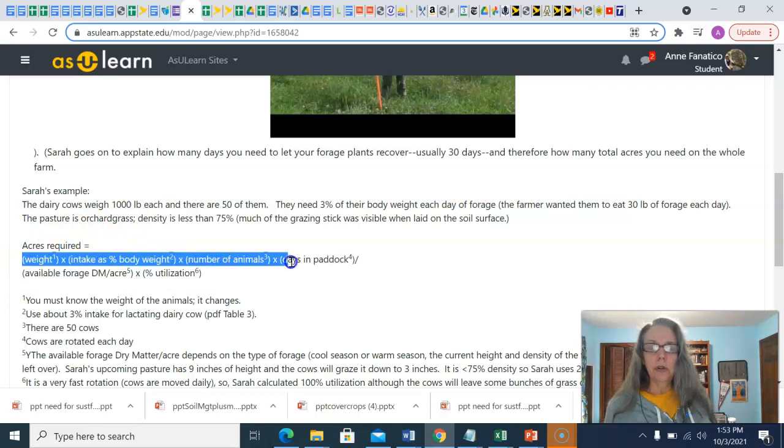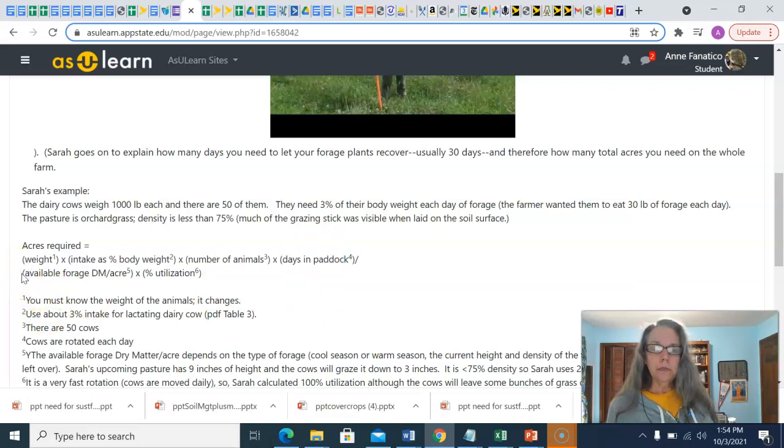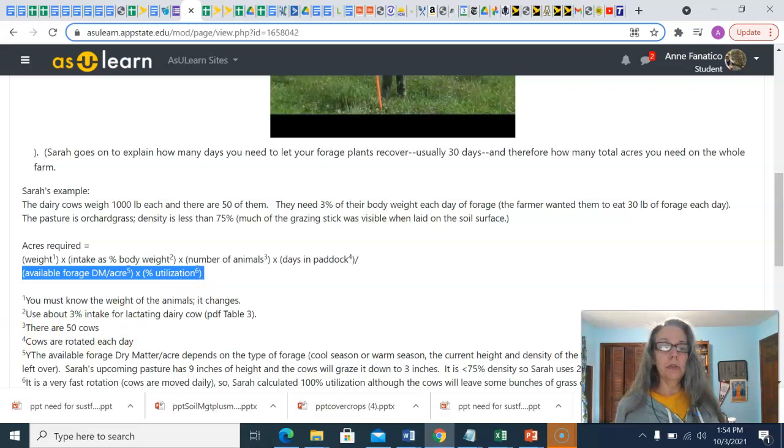The numerator, you need to know the weight of the animals, or maybe you know the weight of the whole herd, but you need to know the weight of the animals, and then what percent intake they need as a percent of body weight. With animals that are high producing, they're going to need more. Dairy cattle need up to 5% dry matter as a percent of their body weight. And so you need to know how many days you want to leave them in the paddock to be able to determine your paddock size. That's the numerator. And then the denominator in this particular formula, this is to determine how many acres are required.